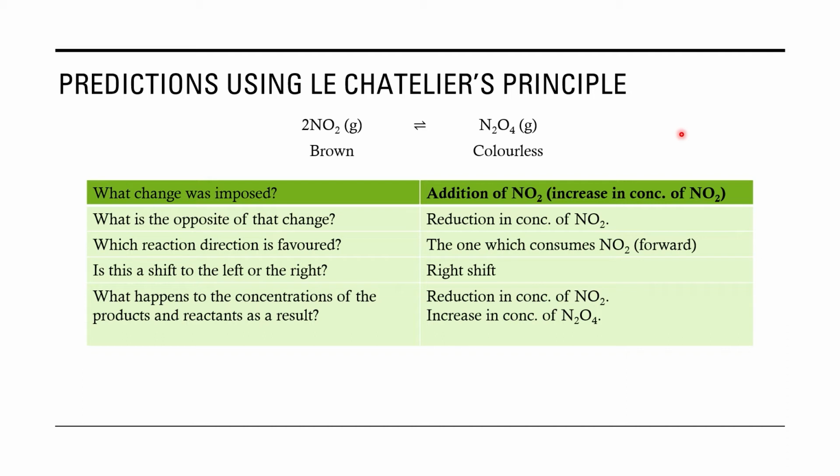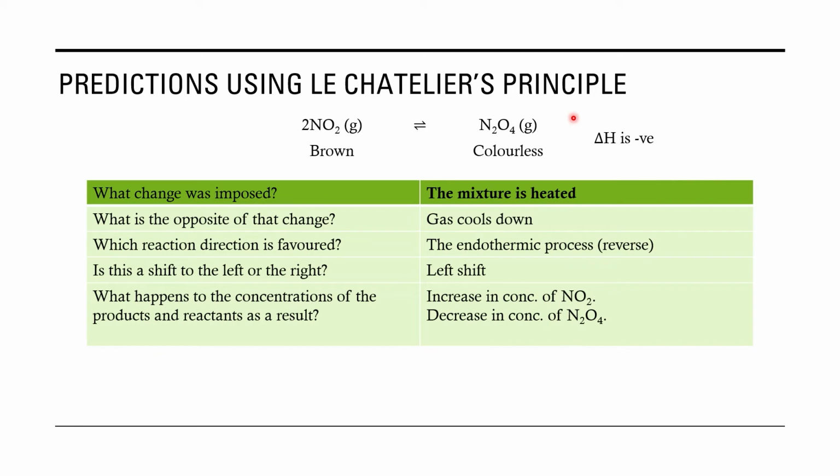So as a result, if there's going to be more reactions in the right direction, less reactions in the left direction, what we're expecting is for there to be a reduction in the concentration of nitrogen dioxide and an increase in the concentration of dinitrogen tetroxide. Similarly, we could make some changes by altering the temperature of the system.